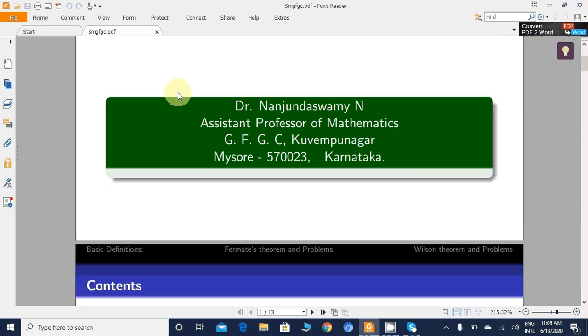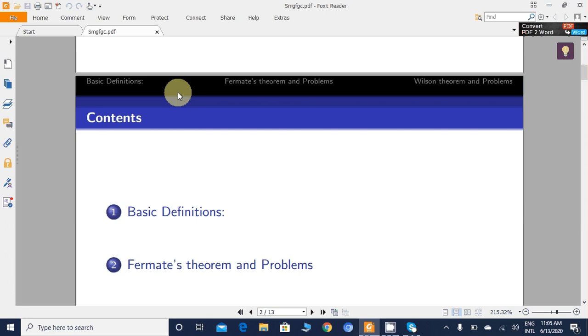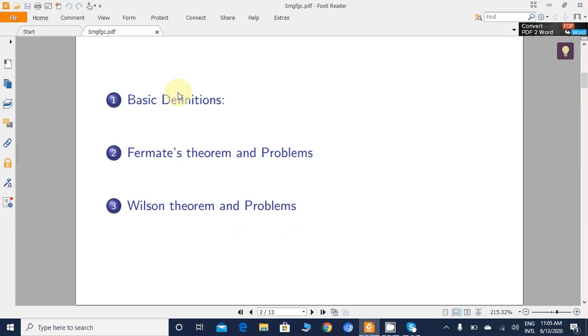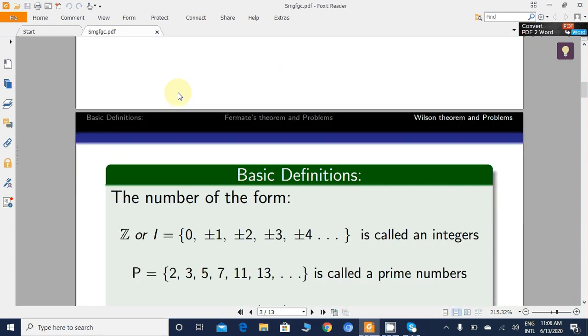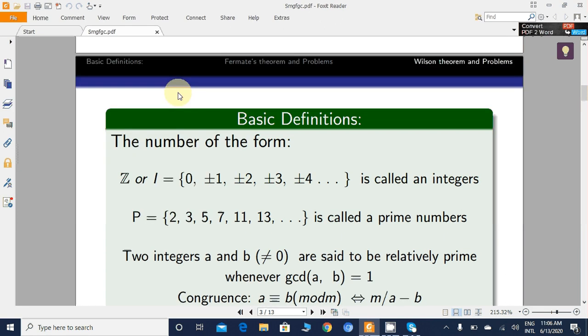Before going to that, I introduce some basic definitions related to these theorems and problems on it. The first one, the set of all integers. We all know the numbers of the form 0, plus or minus 1, plus or minus 2, and so on are called integers, denoted by capital Z or capital I, and P denotes the prime numbers 2, 3, 5, 7, 11, 13 and so on.